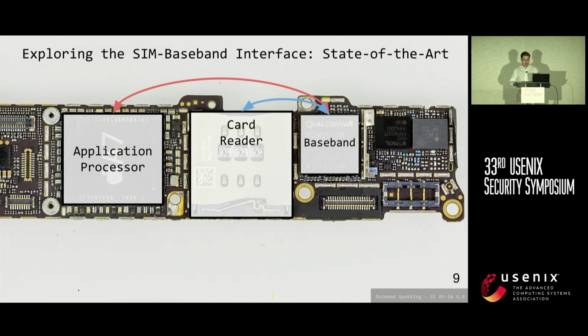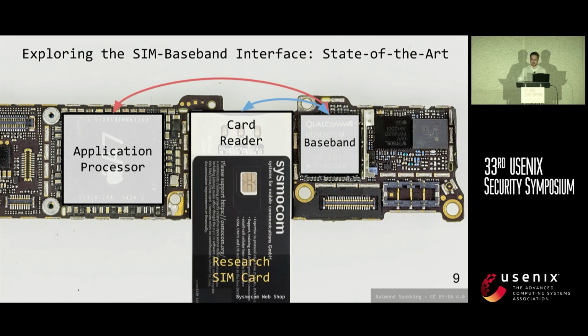So the current state of the art, if you want to do research on this SIM to baseband interface, is that you essentially need to get a research SIM card. This card you can reprogram, and it has some limitations. You can alter the identifiers on this card. You can also install applets. It has a Java virtual machine, and you can install these cardlets, as they're called, on this card.